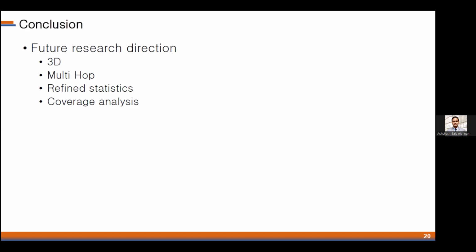Possible future research directions could be these. We considered the simplified 2D model, but we can extend it to the 3D model. And if we consider connectivity, not visibility, then we might think about the multi-hop scenario and extend it in that way. We may think about some refined statistics. Here we only consider the visibility, but we might think about the coverage analysis, the coverage probability, on this network model.